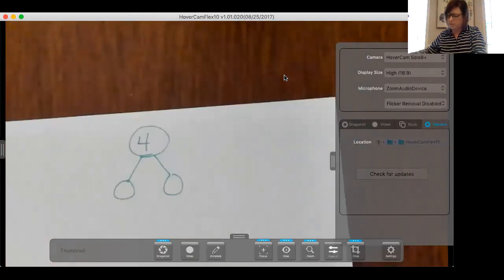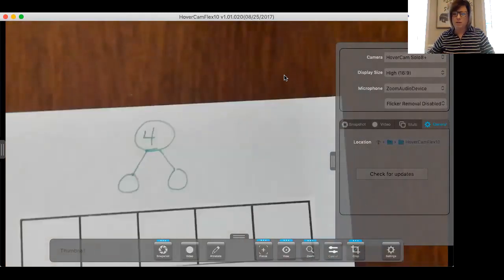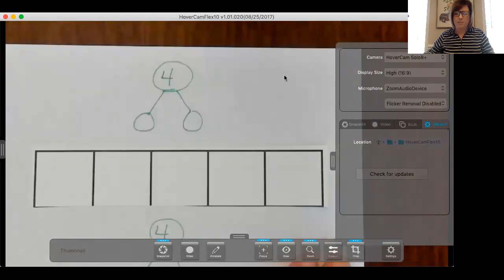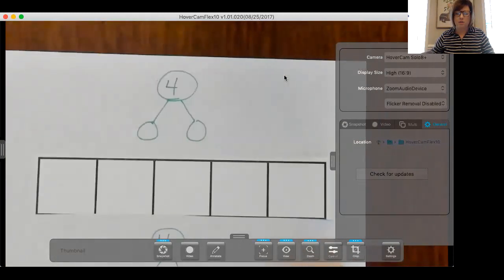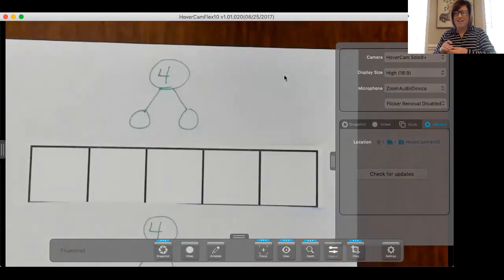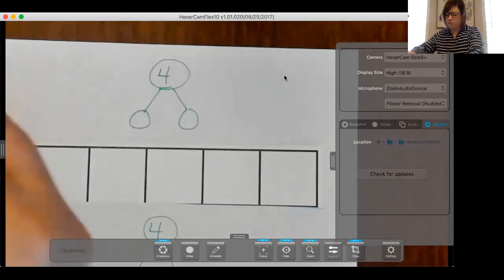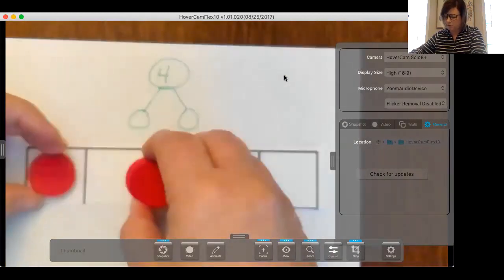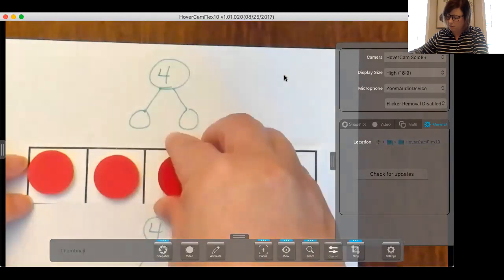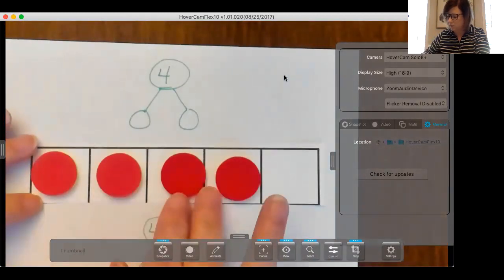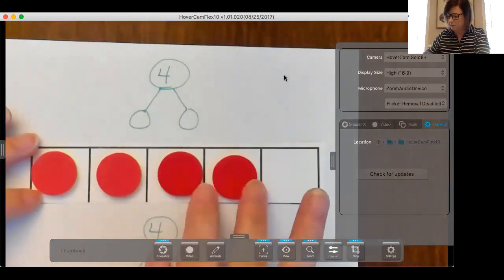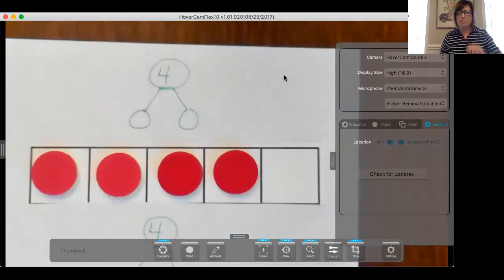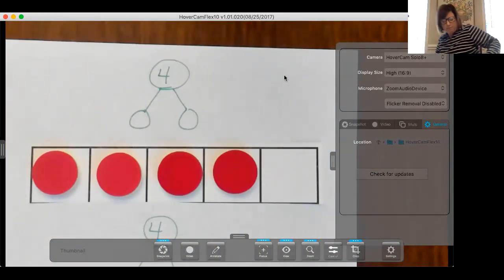So we're going to start up here at the top of my page. All right, so if you have your 10 frame, I've just cut mine in half. Yours is a whole one, don't cut it. And I'm going to get out my 4 counters. Okay, and I'm just going to place them on here. 1, 2, 3, 4. And I'm going to turn them all the same way, the same color. Okay. So make sure you're using your counters for this.